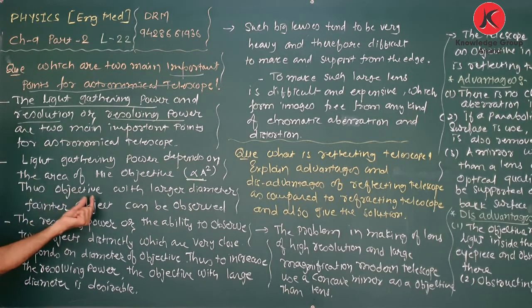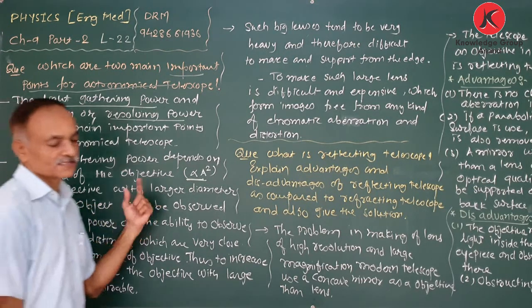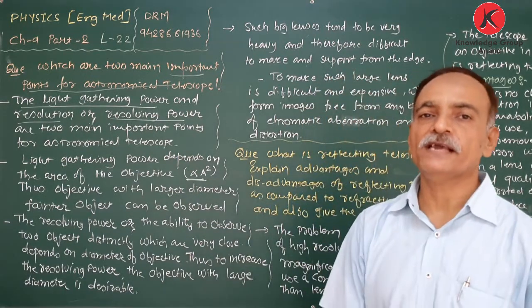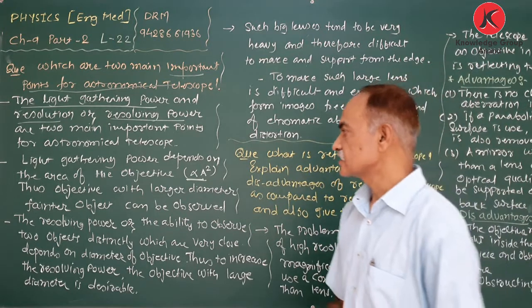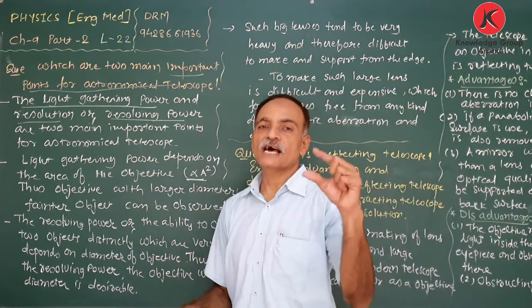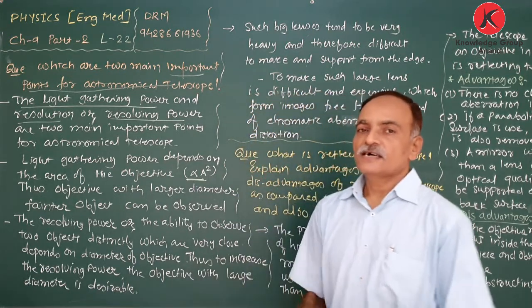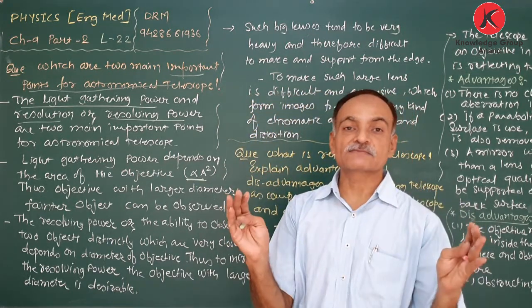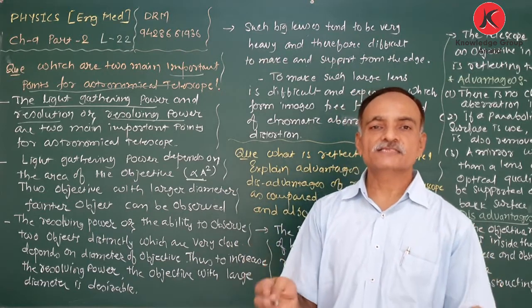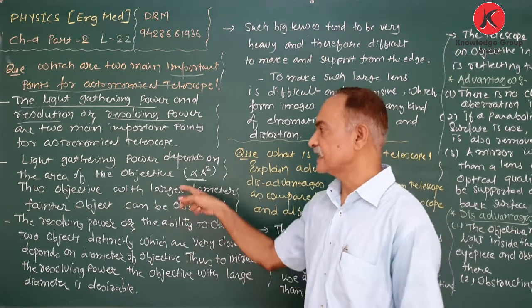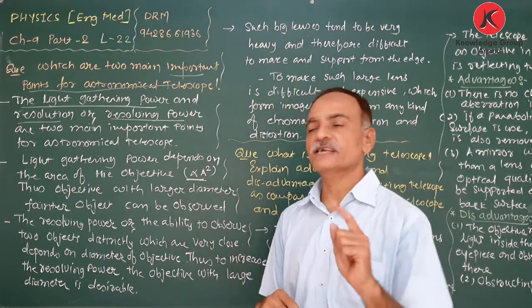Thus, with an objective of larger diameter, a fainter object can be observed easily with the telescope. So, there is a benefit of a larger diameter objective. Because the objective lens is larger, it gives more window for the light to enter the telescope, and therefore the fainter object is also observed very clearly.